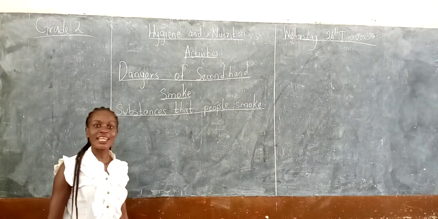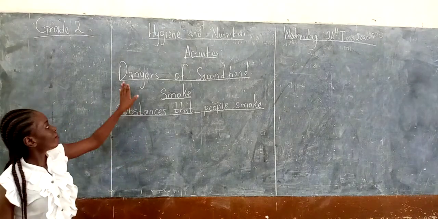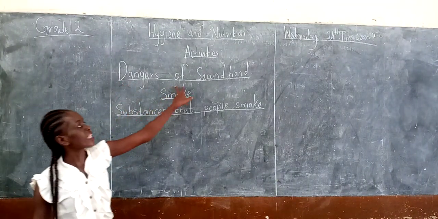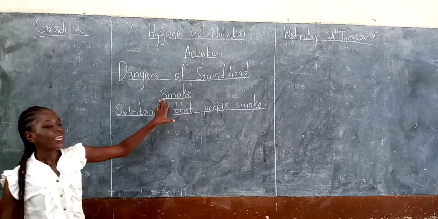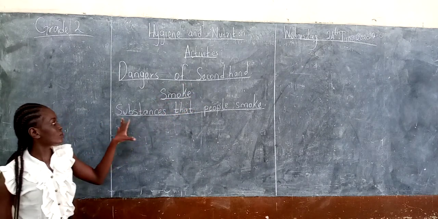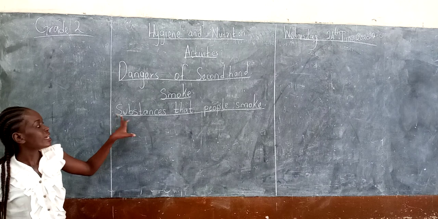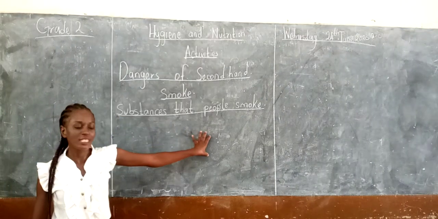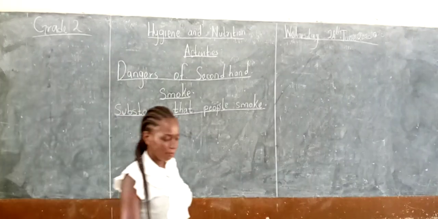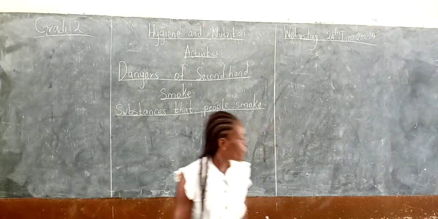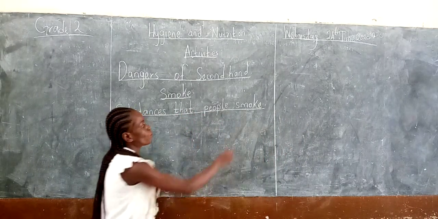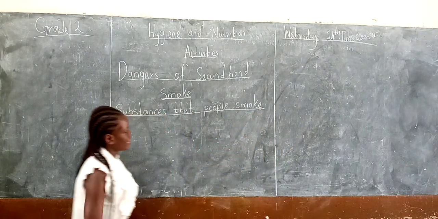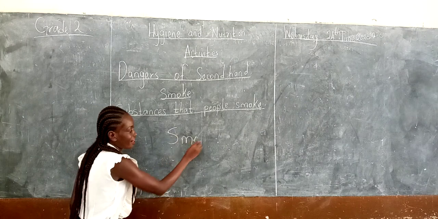Today we are going to start a new strand and we are going to talk about dangers of secondhand smoke. And under this strand, we are going to learn a sub-strand, which is substances that people smoke. I hope you understand what smoke is. What is smoke?